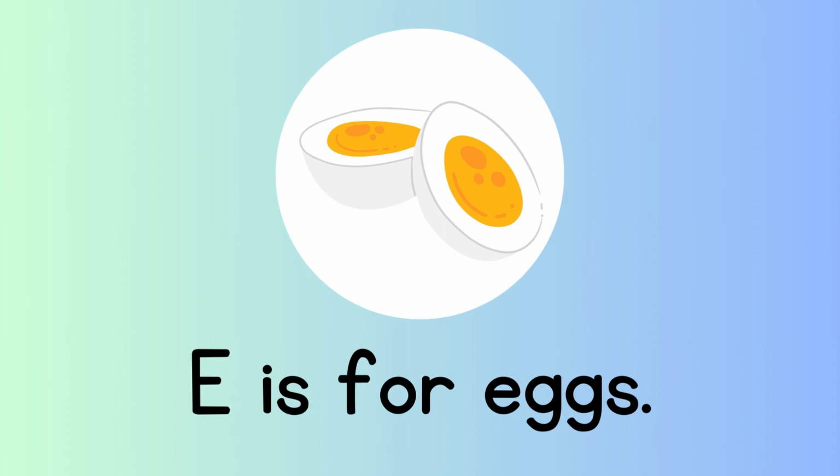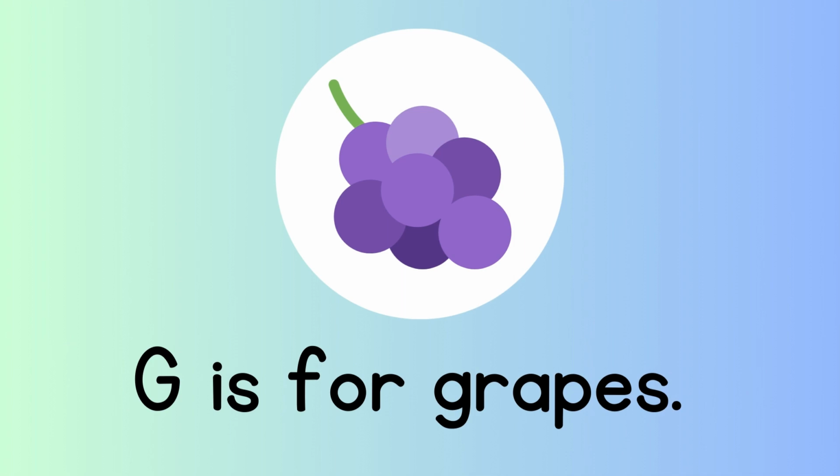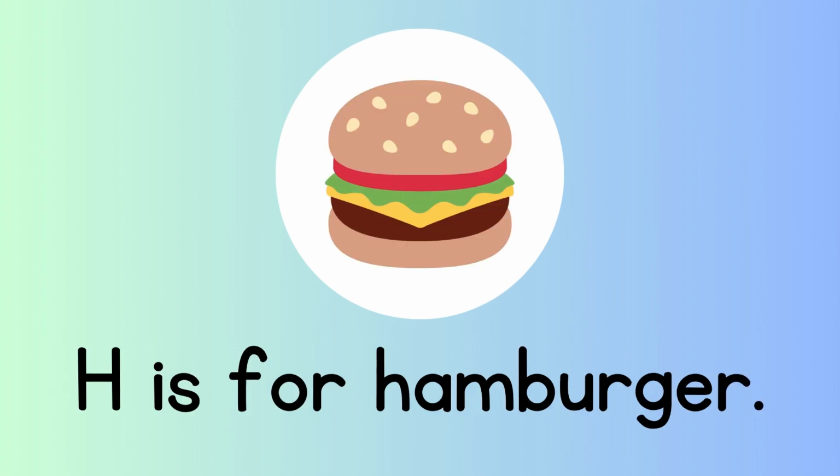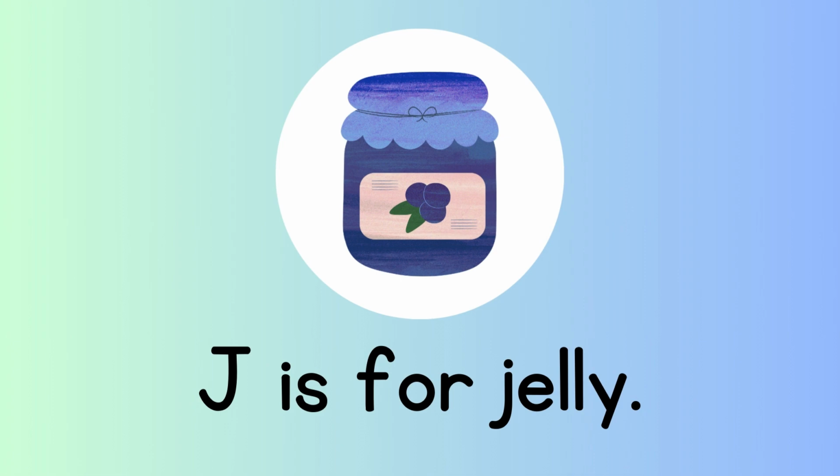E is for eggs. Eggs. F is for French fries. G is for grapes. Grapes. H is for hamburger. I is for igloo. Igloo. J is for jelly. Jelly.